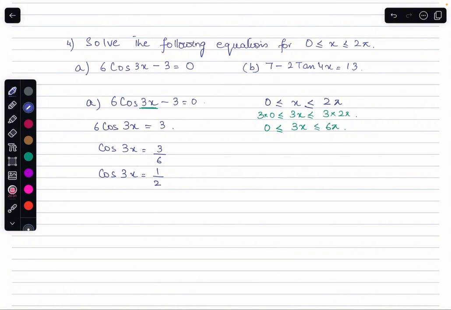Now first step, we have adjusted the domain. Now the second step is to locate the quadrant. Cosine here is positive, therefore I should say that my quadrant should be in the first and the fourth quadrant, as my cosine is positive in the first and the fourth quadrant here. After locating the quadrant, get the basic angle, and to get the basic angle I should say it's cos inverse 1 by 2, in the radian mode.